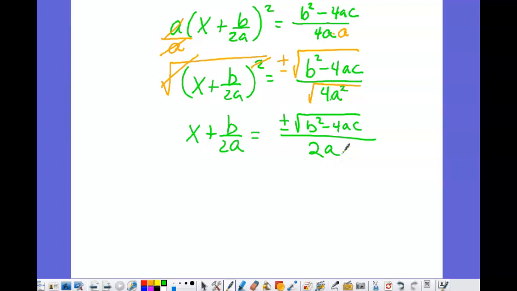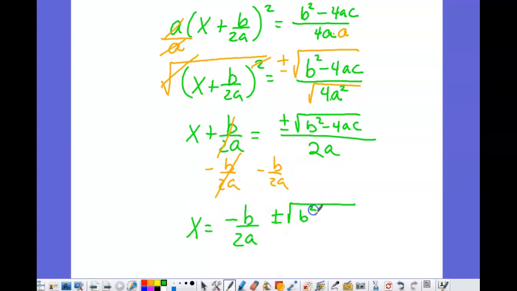The last thing I need to do in order to get x by itself is move this b over 2a over to the other side. And now I have x is equal to negative b over 2a plus and minus the square root of b squared minus 4ac also over 2a. And since they have a common denominator, I can just put them together as one big fraction. And lo and behold, you have the quadratic formula.